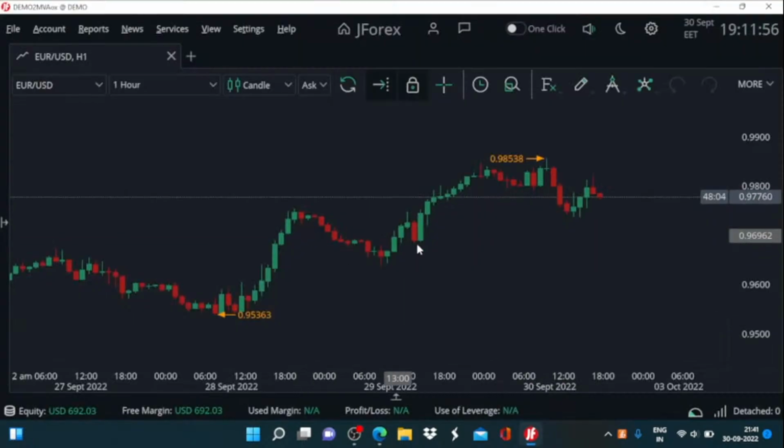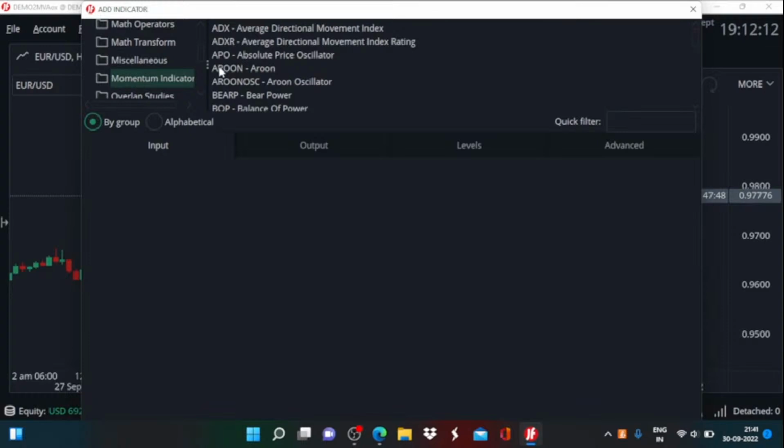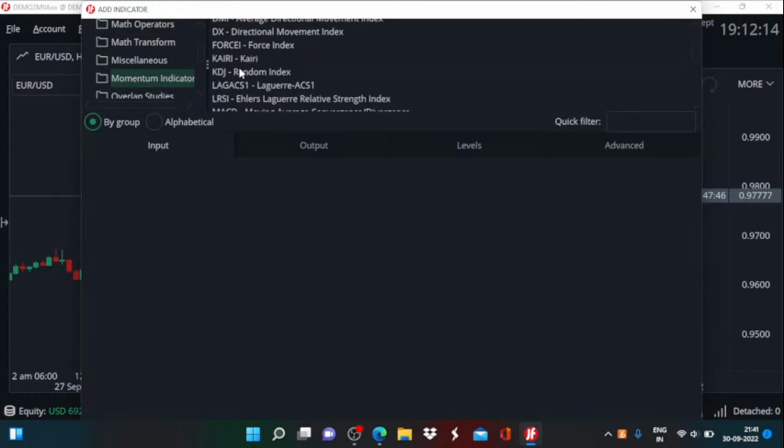So let us now head to the JForex 4 platform, the newly released trading platform from the Dukascopy Bank SA. This is the Euro USD chart, and on it I will plot the Money Flow Index indicator. For that you can do a quick search, or if you just want to know where this indicator is listed, it is listed amongst the momentum indicators, MFI.